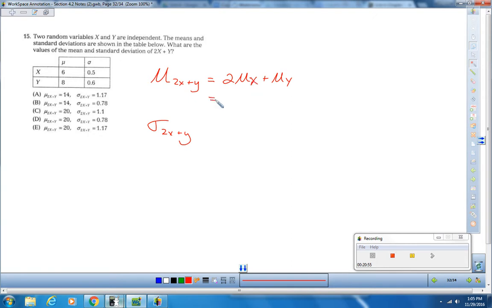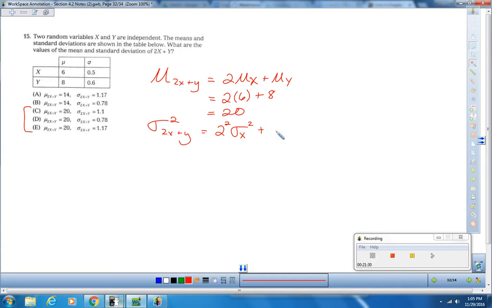Okay, so the mean is going to be easy to calculate. It's going to be 2 times 6 plus 8, which is 20. So that was simple. So now I've at least narrowed my guesses down if I'm going to have to guess. Okay, now remember, to calculate the standard deviation, I should calculate the variance first. Okay, the variance of 2x is 2 squared times the variance of x.